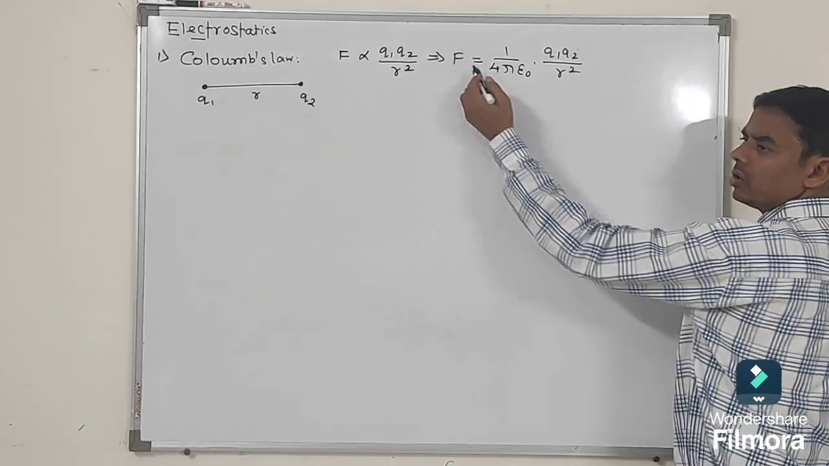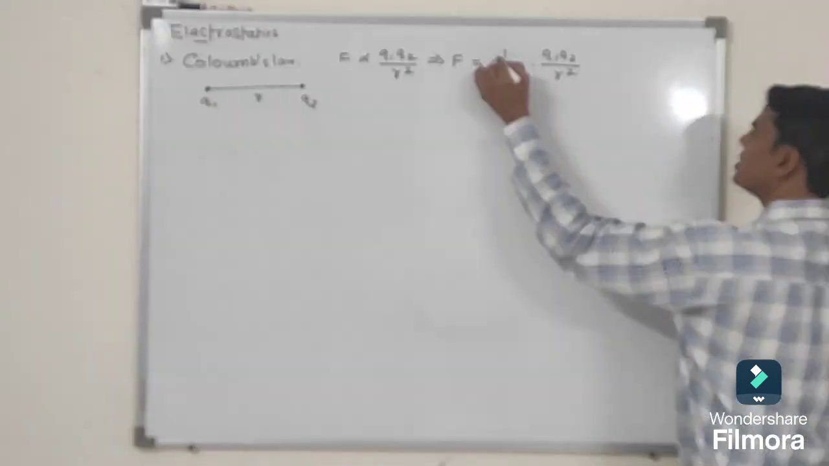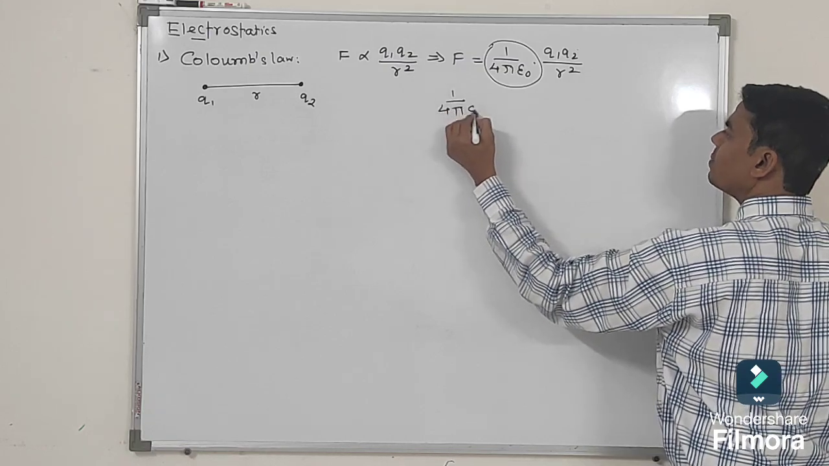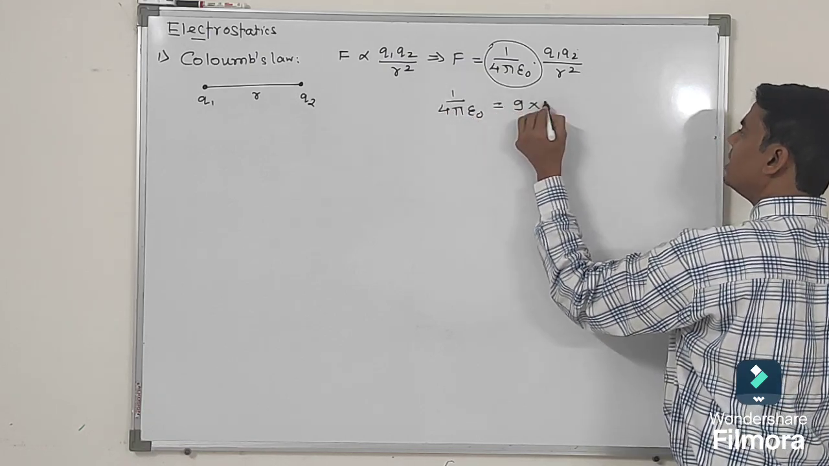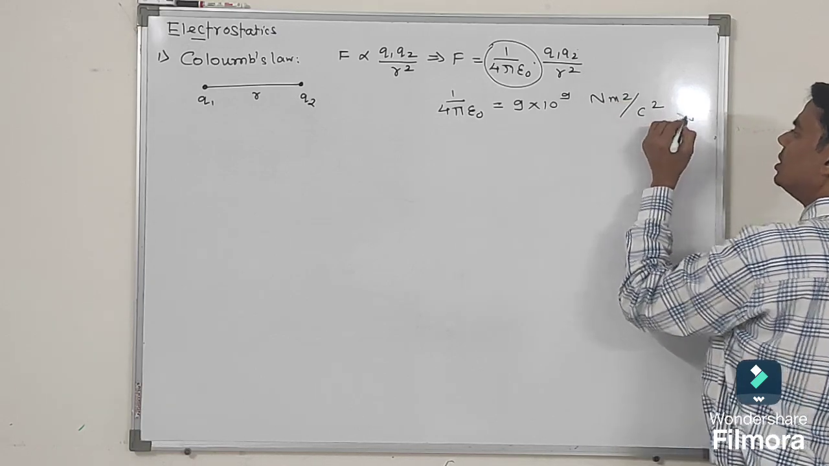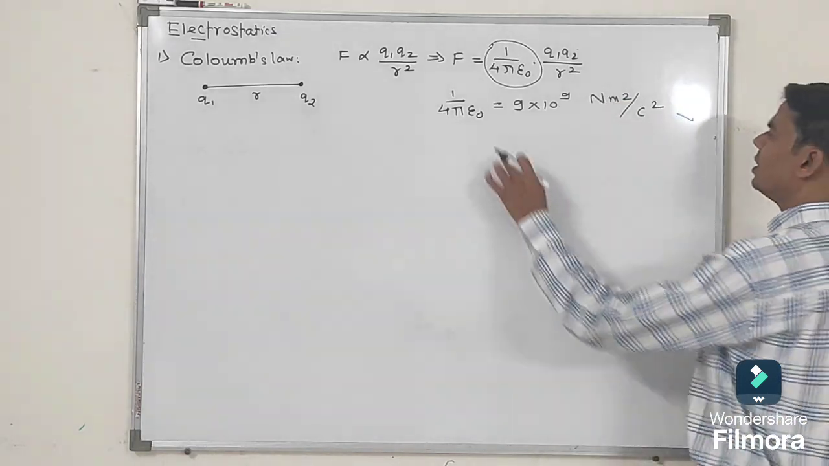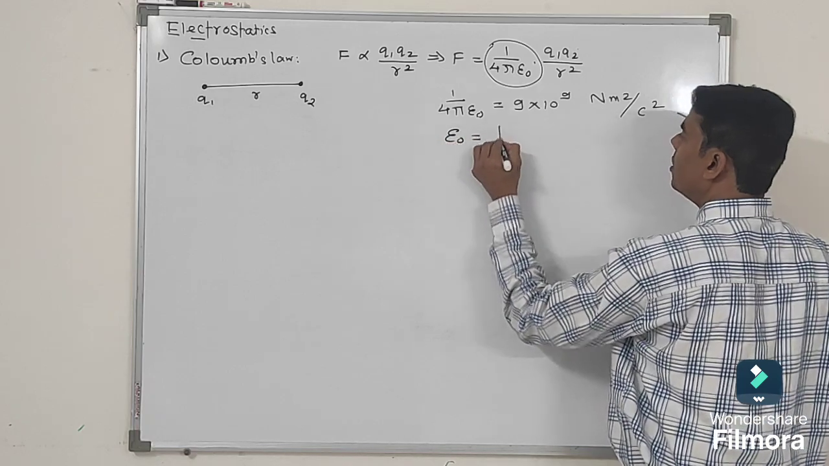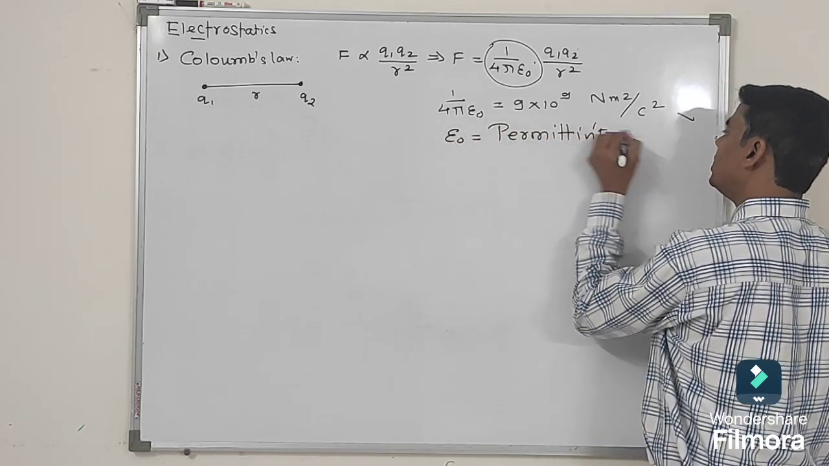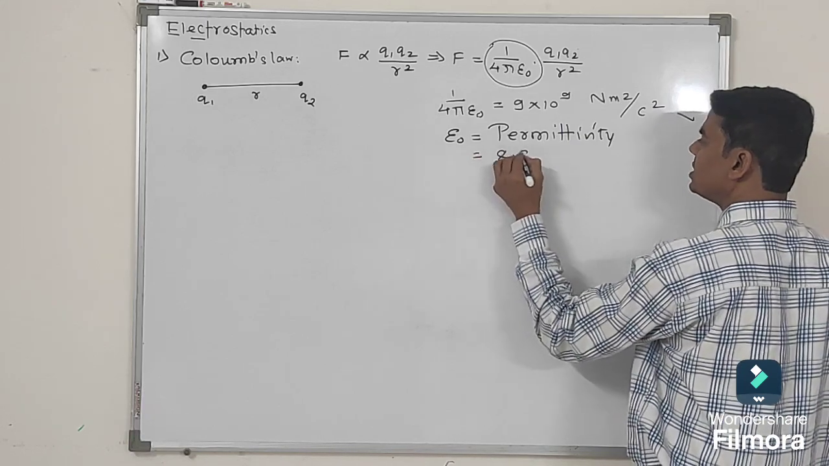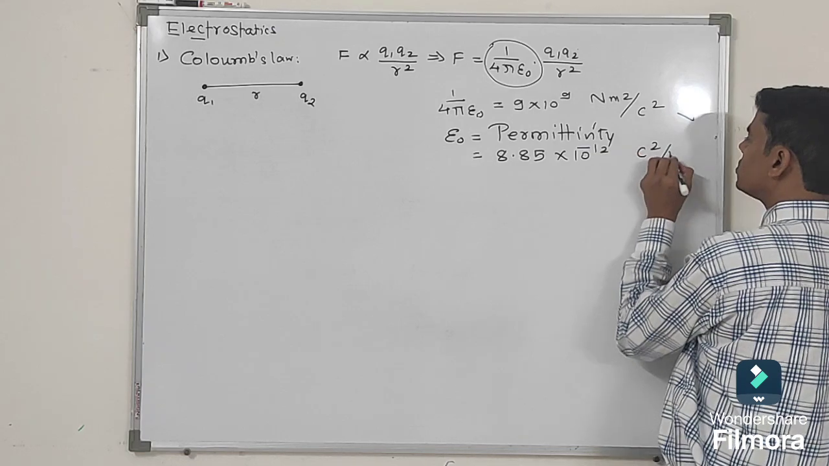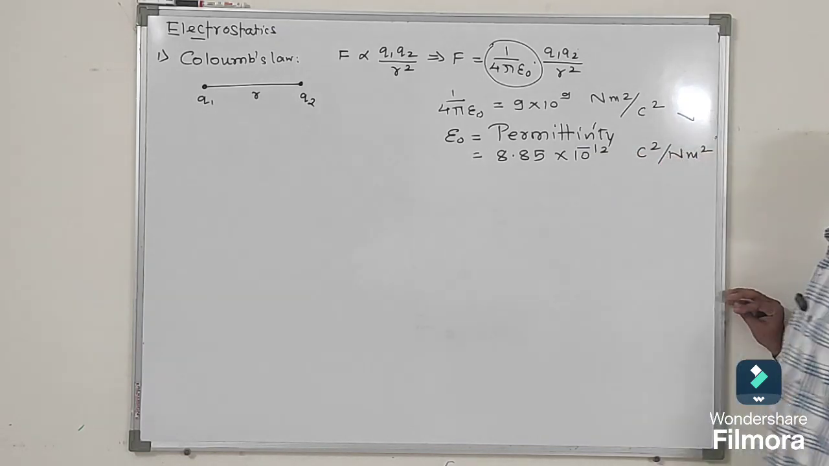This is force of attraction or repulsion depending on like or unlike charges, and this constant 1 upon 4 pi epsilon 0 is 9 into 10 raised to 9 Newton meter square per Coulomb square. This is very important, where epsilon 0 is the permittivity of free space. Its value is 8.85 into 10 raised to minus 12 Coulomb square per Newton meter square.